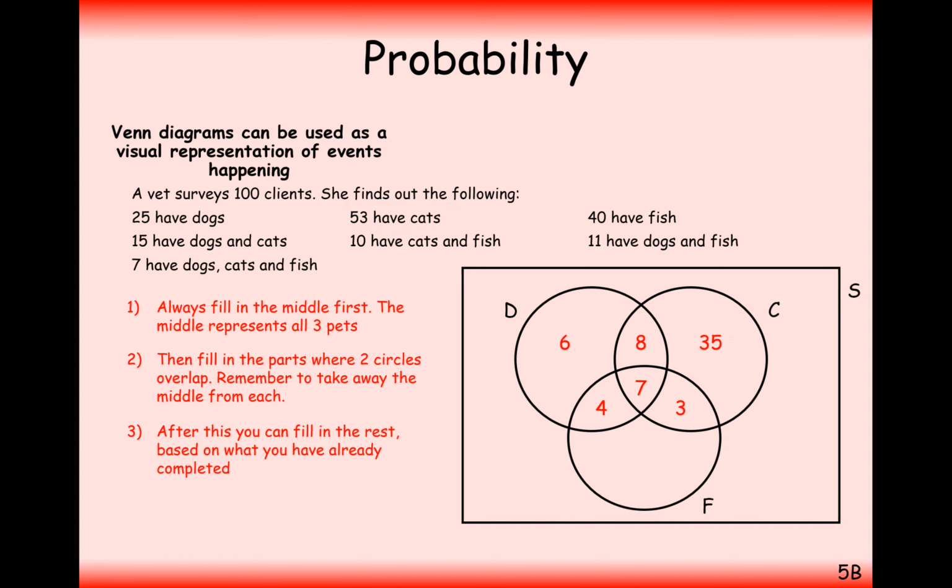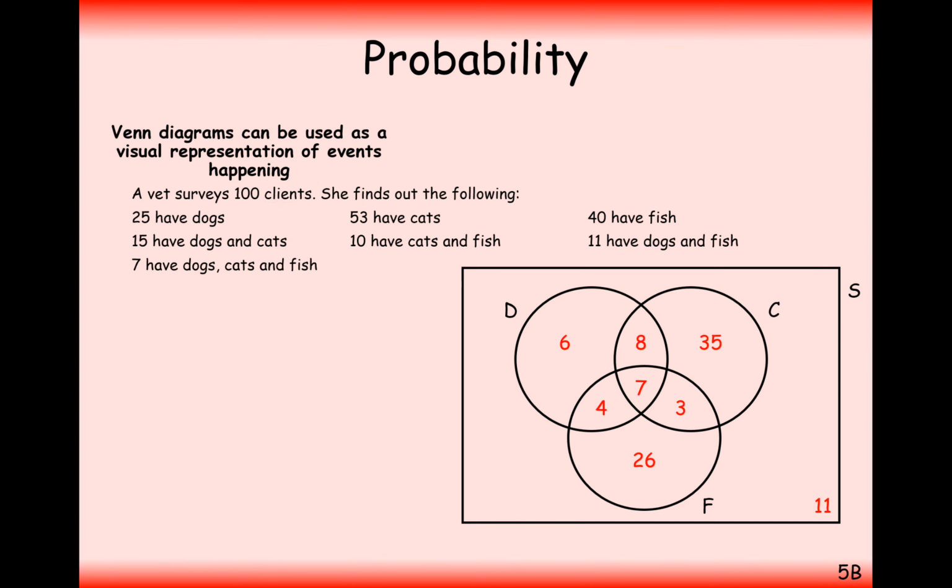Don't forget to work out this 11 marker down here, because we are told that we have 100 clients in total. So add all of these values together and subtract from 100, and you should get 11 to fill in the rest of this diagram. All 100 people should be accounted for in this diagram, so just do a double check to make sure that all these numbers add up to make 100.